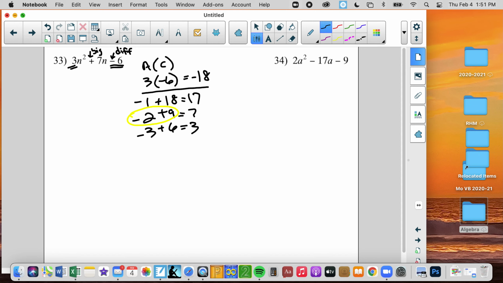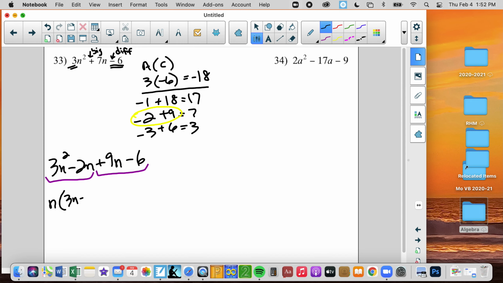So I have 3n squared minus 2n plus 9n minus 6. I get the negative 2 and the positive 9 from right here. Now I'm going to group first 2, second 2. I'm going to factor out just an n. That's all they have. They don't have a coefficient in common, 3 and negative 2. So I can just take out an n.